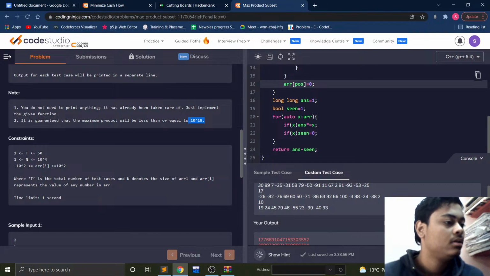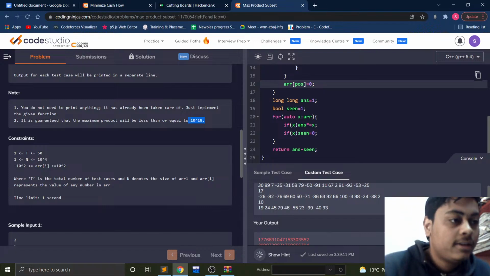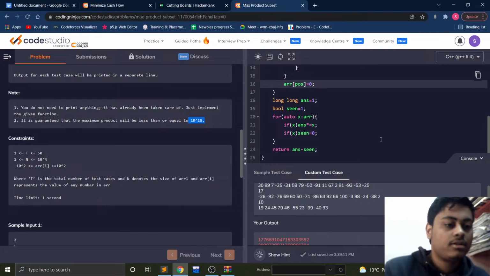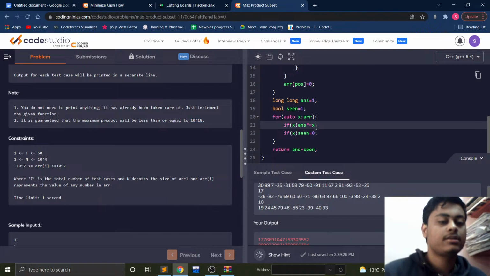It is guaranteed the maximum product will be less than or equal to 10 power 18. That's why I thought taking mod is not required, but it is asked in the question that we have to take mod. Nice.